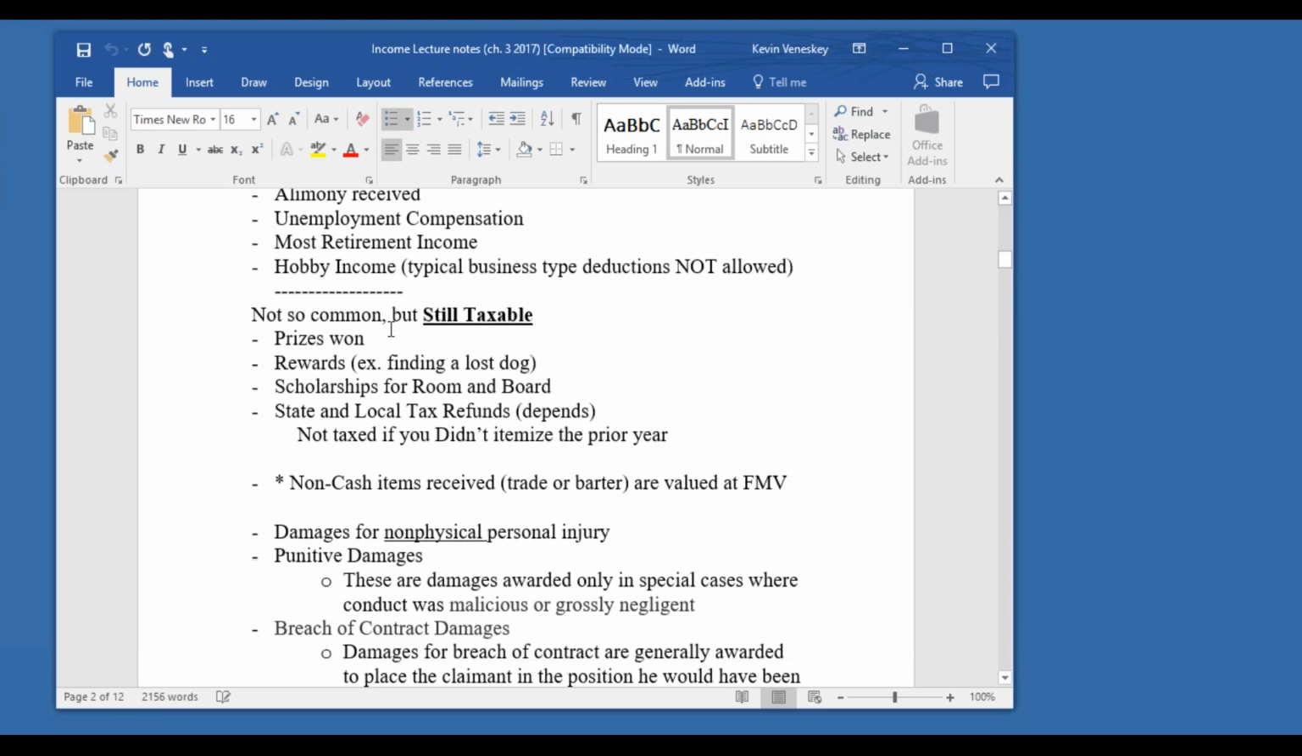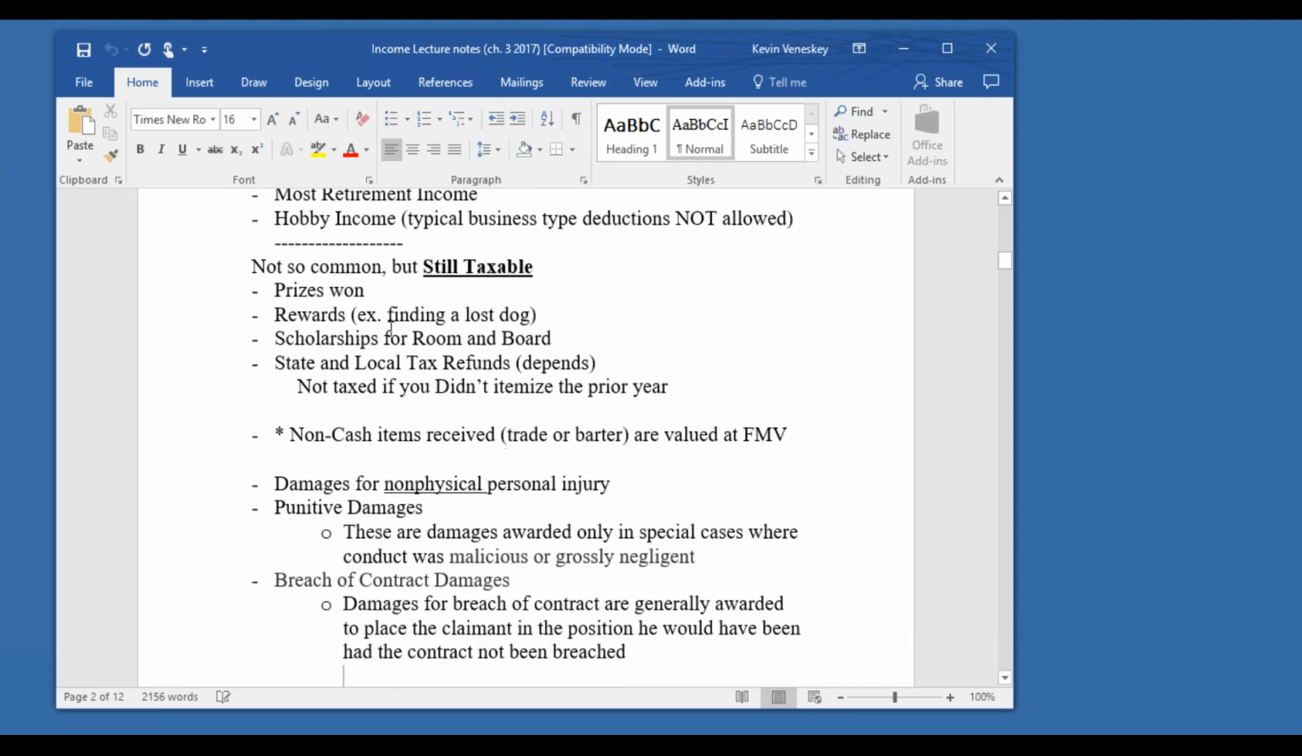Some other items are still taxable, but you don't run across these on a day-to-day or even year-to-year basis. If you ever win a prize, say you win something on a radio show and they give you a free trip, that is considered taxable income. The value of that trip, you're going to have to come up with that cash to pay.